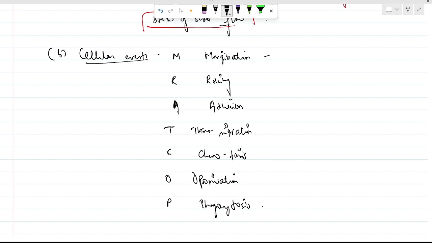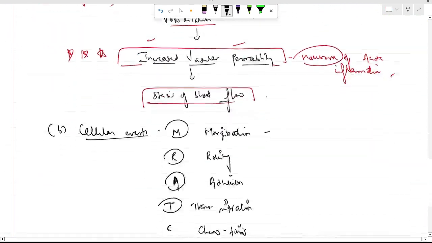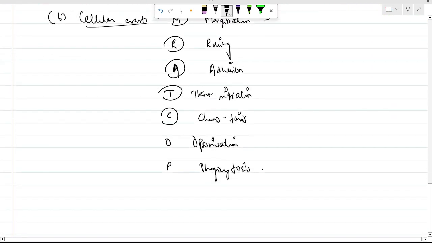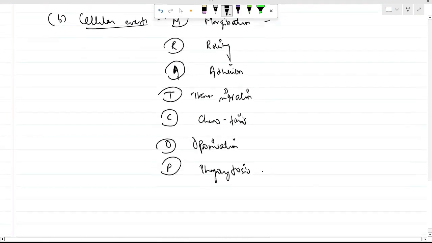So this is a very common mistake we make. This is M for margination, R for rolling, then there is adhesion, then there is transmigration, then chemotaxis, then the penultimate step before phagocytosis, opsonization, and finally the ultimate purpose of the neutrophils, phagocytosis. MRA TCOP. So these are the vascular events and cellular events in gist of acute inflammation. Now we are going to see in detail, in depth, all these events.